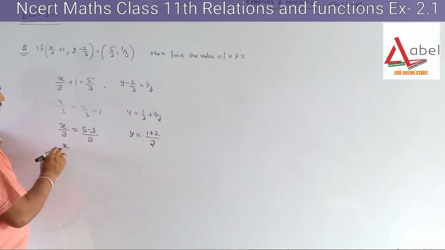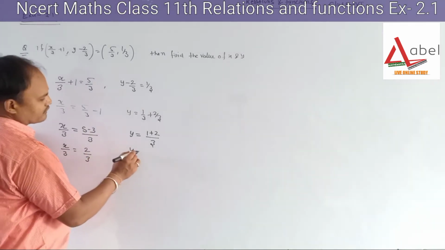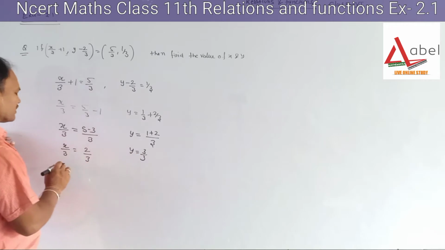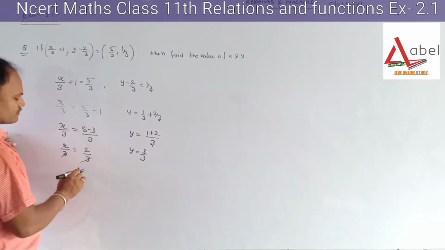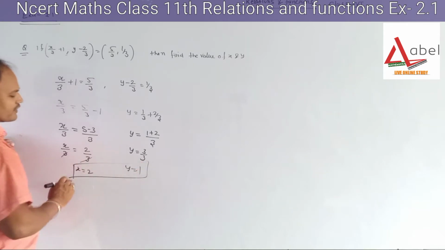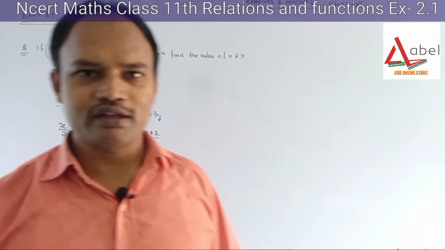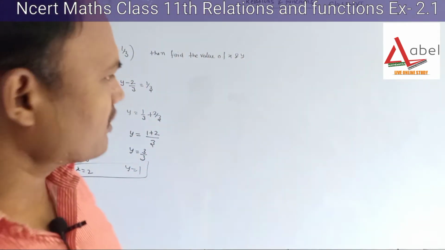After taking the LCM we can say that x/3 equals 2/3 and y equals 3/3. So students, what is the answer? 3 is cancelled by 3, so x equals 2 and y equals 1. So the value of x and y is 2 comma 1. It is clear now, completed now.